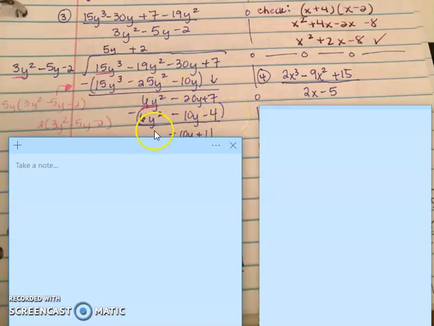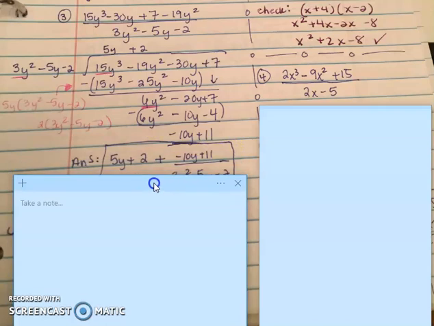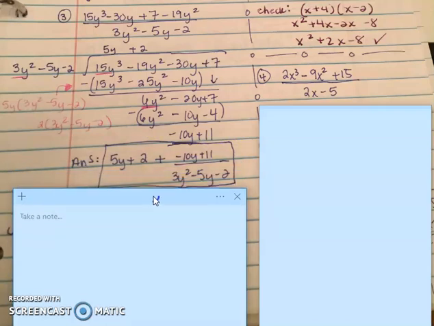This becomes 0. Negative 20y minus negative 10y turns these two into a plus, so it becomes negative 10y. And then positive 7 minus negative 4 also turns into a plus, so it becomes plus 11. So your final answer then is 5y plus 2, which is your quotient. Your remainder is negative 10y plus 11. You'll put that over the divisor, 3y squared minus 5y minus 2. So putting it all together is going to give you your answer.